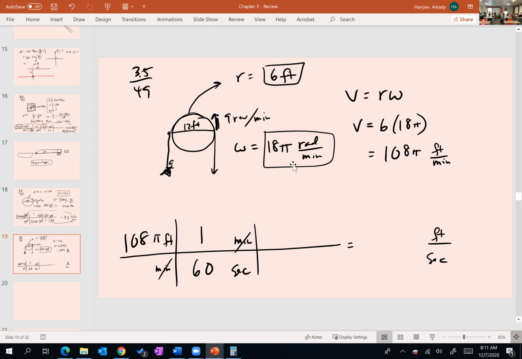I got 5.65. I'll go with that, yep. 5.65 feet per second is how fast we're traveling there. Boom, okay, cool, homework is done.